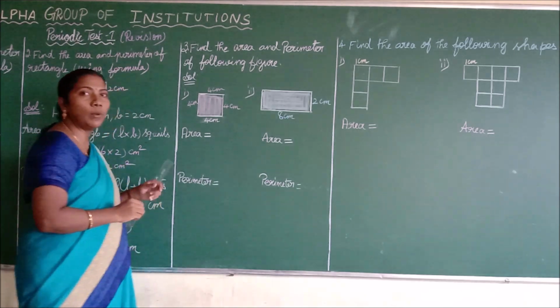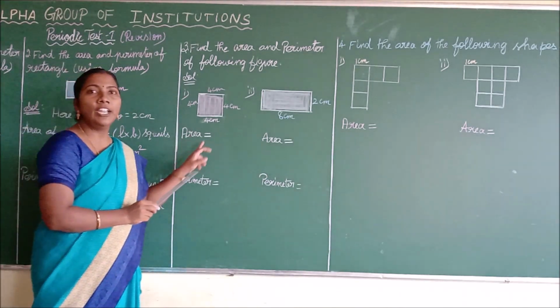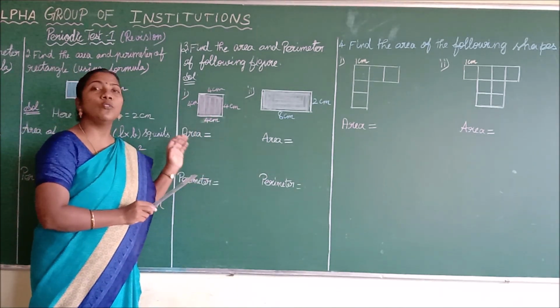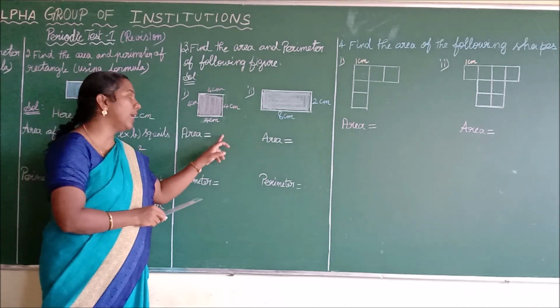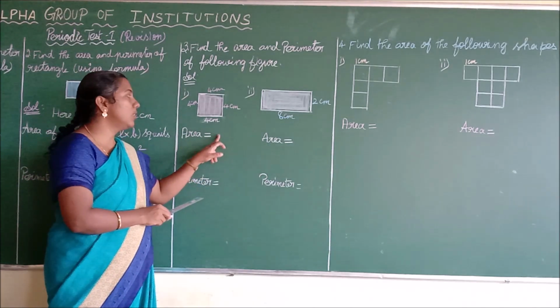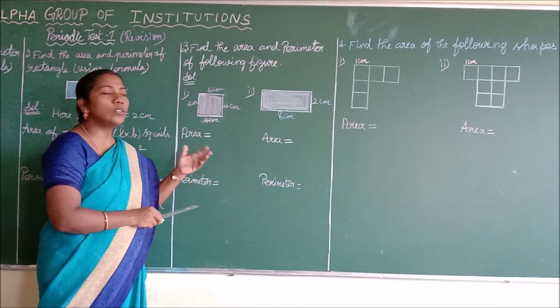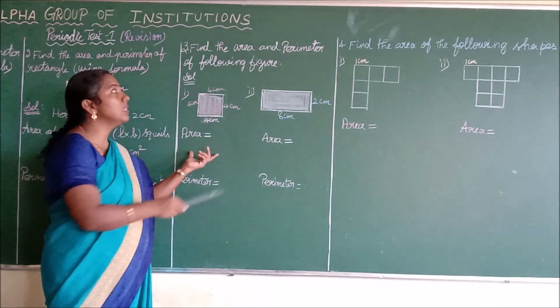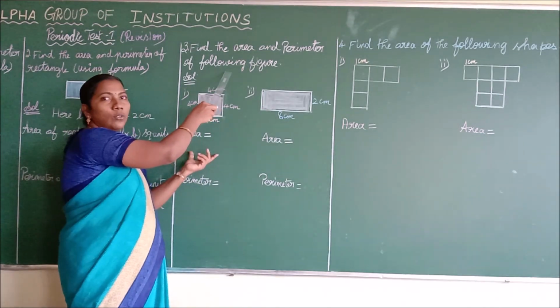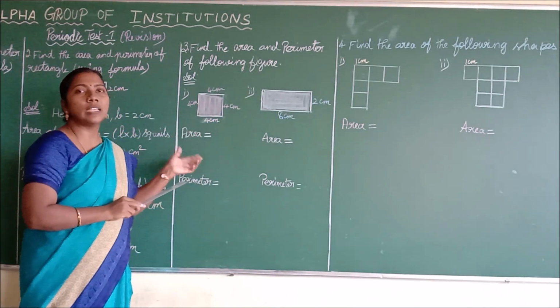What is the basic formula to calculate the area? Side into side. For this sum, you may use the formula, children. Here you can write a squared and substitute the value 4 for a, and you can do the calculation. You can also do the sum directly because they did not mention it in the question. So now we are going to do the sum directly.